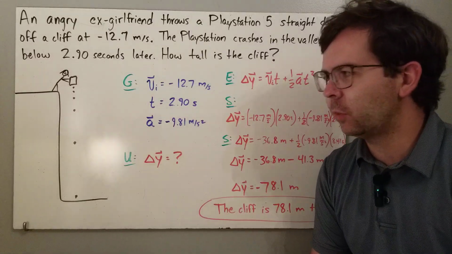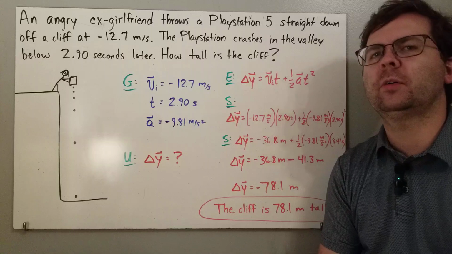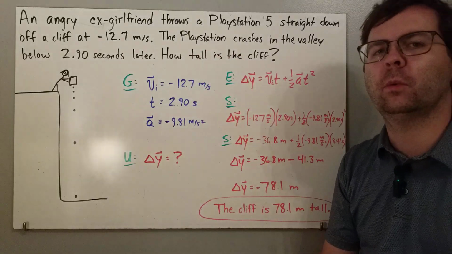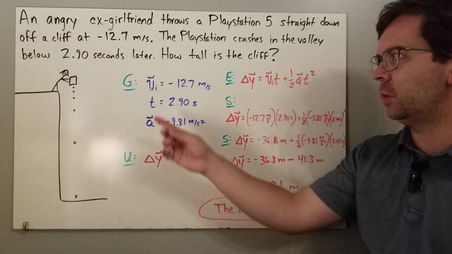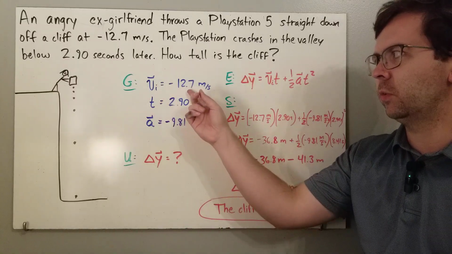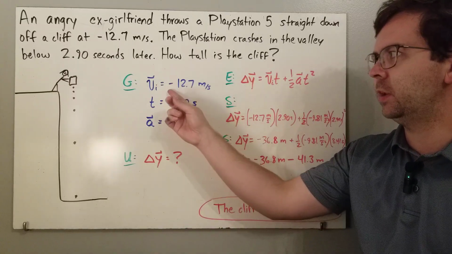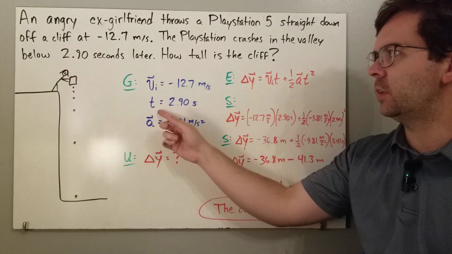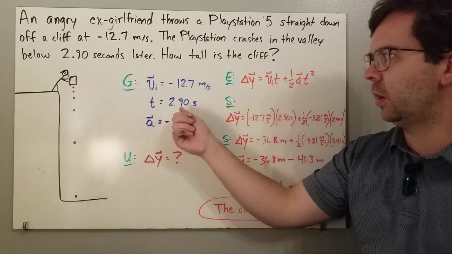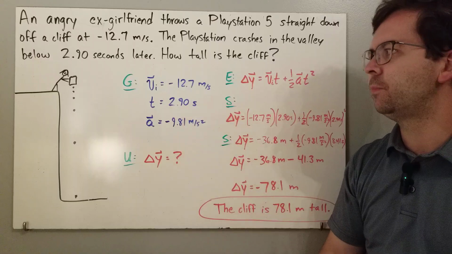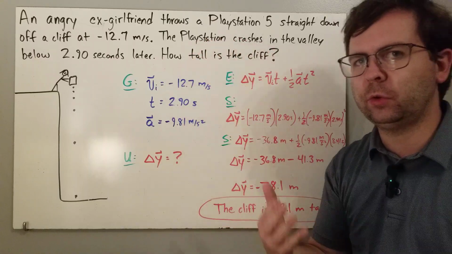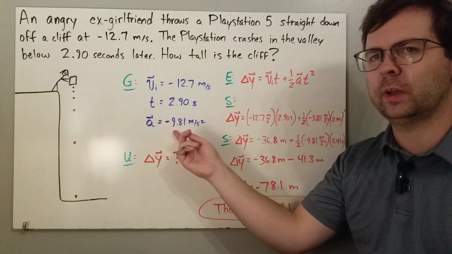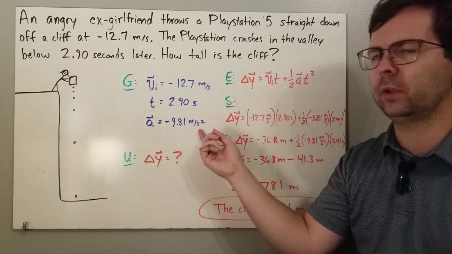So, when we're dealing with problems involving freefall, there's often a lot of implied information that's not stated explicitly in the word problem. For example, we do know that the initial speed was 12.7 meters per second downward, so that's a negative sign for down. We know that the time it took to crash against the ground was 2.90 seconds. What it doesn't say in the problem, but you should always know about these types of problems, is that the acceleration is negative 9.81 meters per second squared.